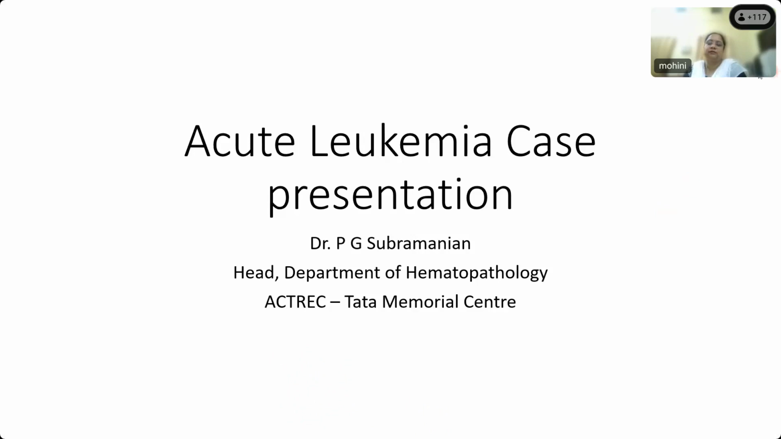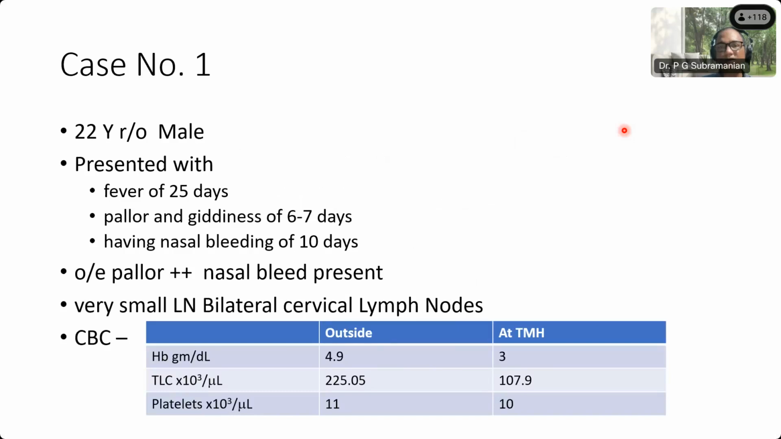Is my screen visible? Yes. Okay. So we will try to cover acute leukemias in 2 or 3 cases. The aim of this is just to introduce students to how an acute leukemia workup is done, and basically those areas of workup which are not readily available in most centers. So that is the thrust of this case presentation. I will not be going through everything in morphology, but some of the stuff. So generally, this is case 1.